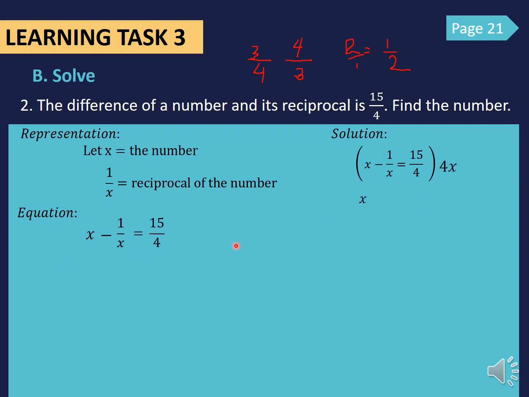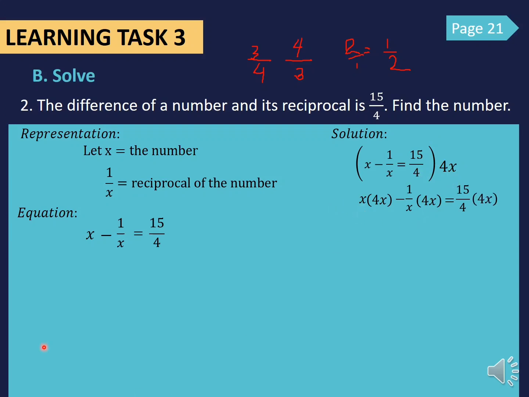What is the LCD between x and 4? Okay, we have 4x. So, therefore, x times 4x minus 1 over x times 4x. 4x divided by x, we have 4, because x will cancel. Again, 4x divided by x is 4. 4 times 1. Okay? It is equal to 15 over 4 times 4x.